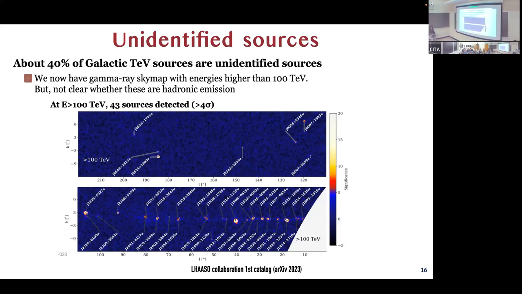And so that's another thing that is going on, why gamma rays survive at that high energy, which I'm not going to cover today. But one thing I'm going to point out is that above 100 TeV, which, you know, 5 years ago we didn't think we would see this sky, but we now have the sky, and we have 43 sources detected above 4 sigma significance. And a lot of them are unidentified.